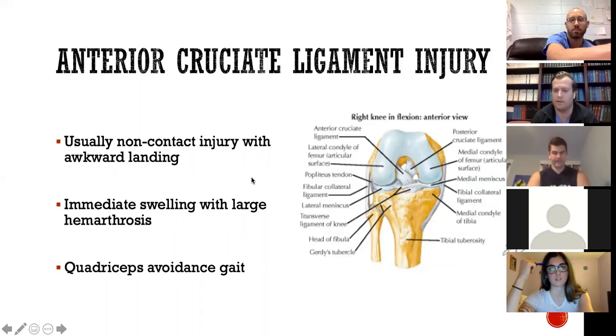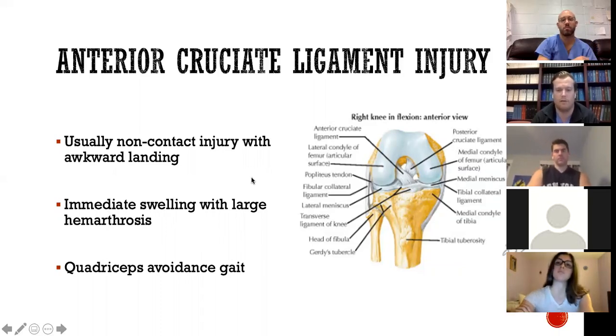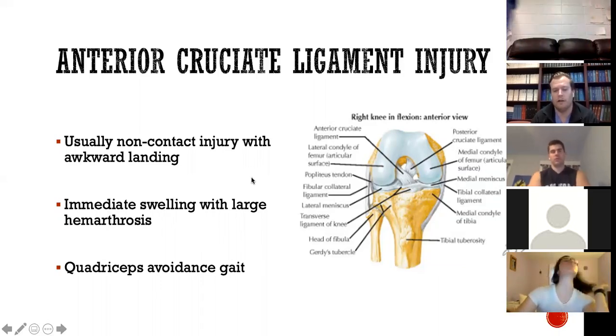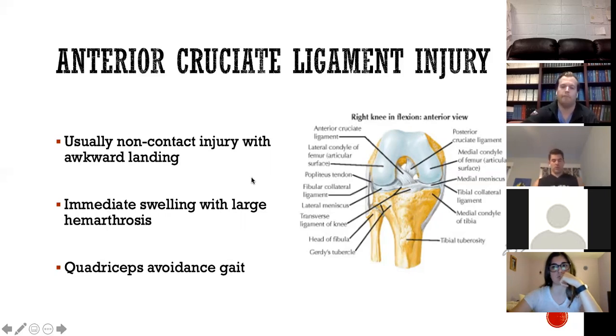If there's not a large effusion, it's unlikely that there's an ACL tear because of the intra-articular nature of the injury. Additionally, you also note that patients will describe a quadriceps avoidance gait. What this means is that while they're walking, they'll avoid putting the leg into full extension. This is because the ACL, which normally resists anterior translation of the tibia in relation to the femur, is no longer intact. And as the quadriceps fires, it actually pulls and subluxes the tibia anteriorly. That causes instability and pain in the knee.